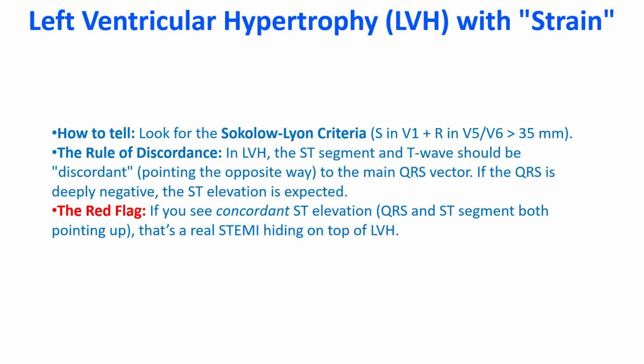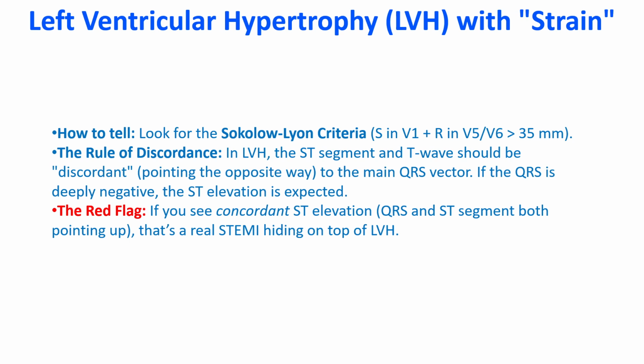Left ventricular hypertrophy often creates deep S waves in V1 to V3 and secondary ST elevation, which can look exactly like an anteroseptal STEMI. Look for the Sokolow-Lyon criteria: S in V1 plus R in V5 or V6 more than 35 mm. Then there is the rule of discordance.